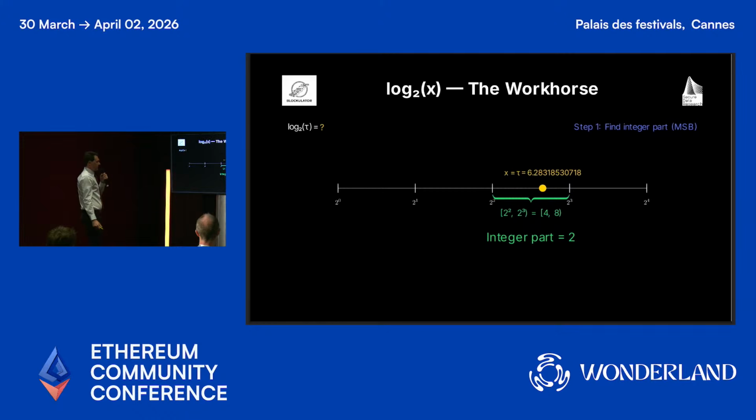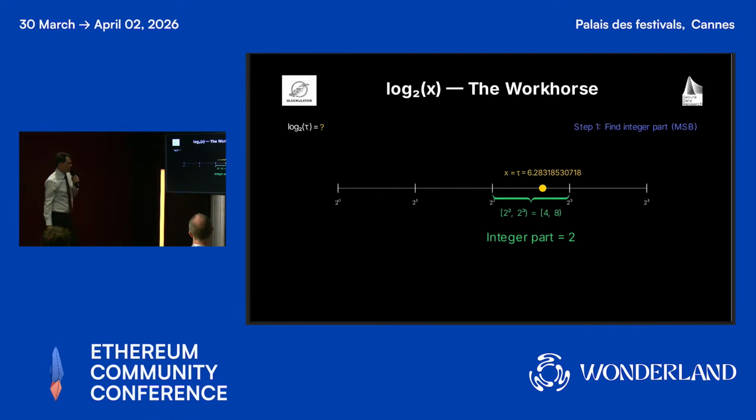So okay, let's talk about log base 2 of x, the most important algorithm for us. Say you want to find log base 2 of tau. Tau is the new pi. It's just 2 pi. And so we find the most significant bit, which in this case is 6, right? 6 is the first bit, the biggest chunk. And because it lies between 2 squared and 2 cubed, the integer part in our binary system is 2.